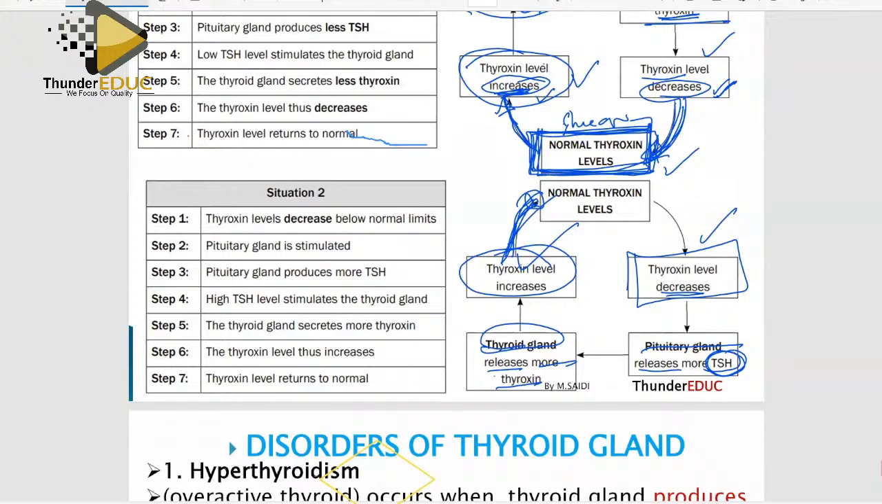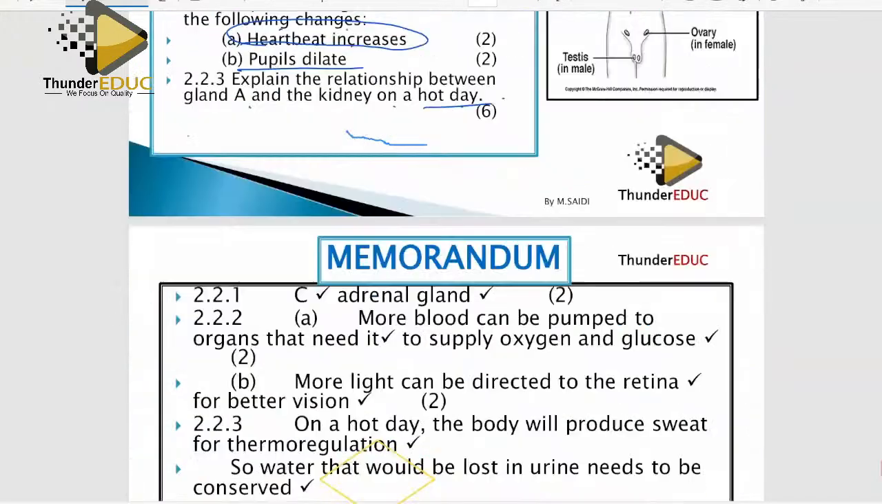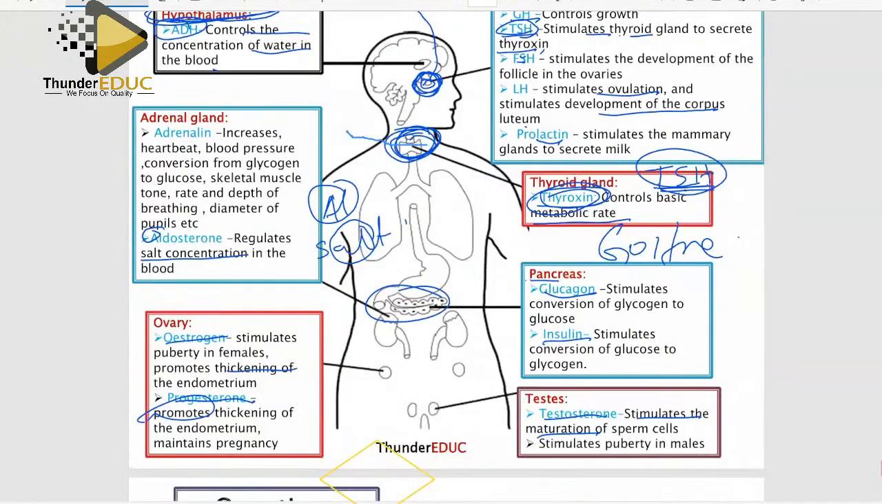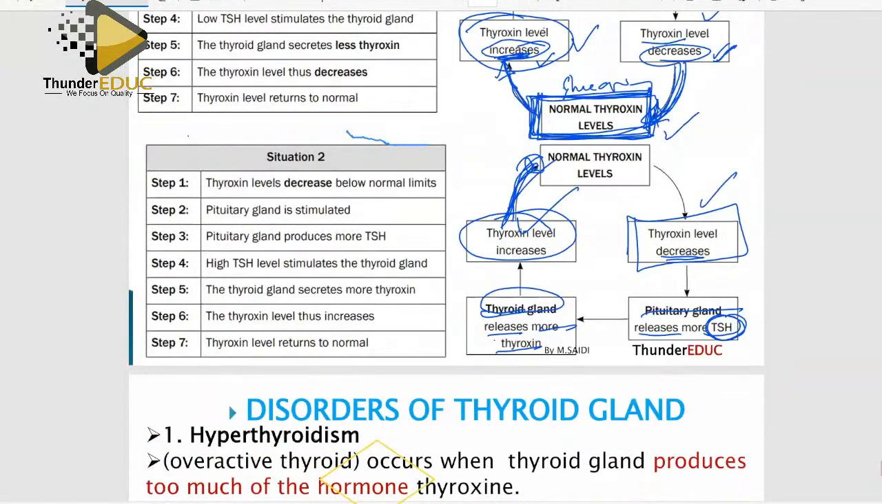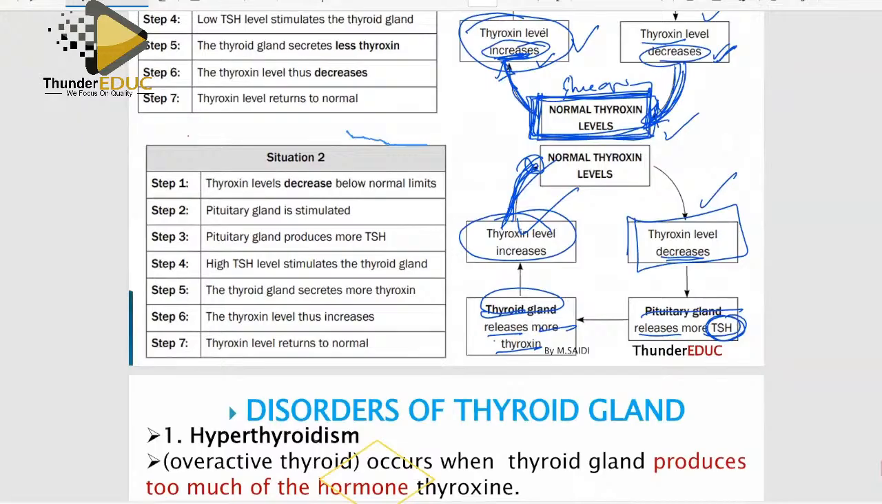So it's the same thing. All of this negative feedback subtopic is all about that. The moment you know this and you know the function, the remaining things is only this.